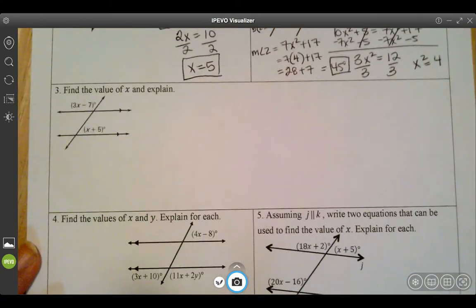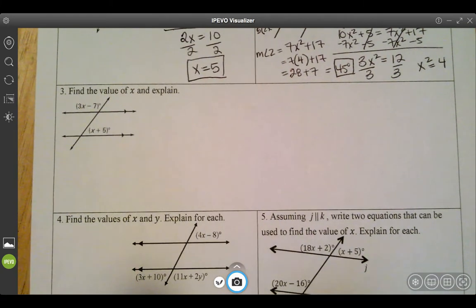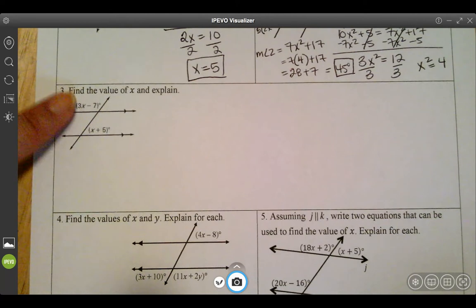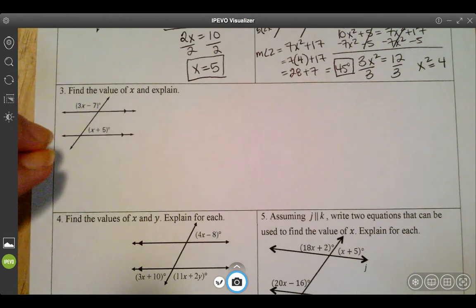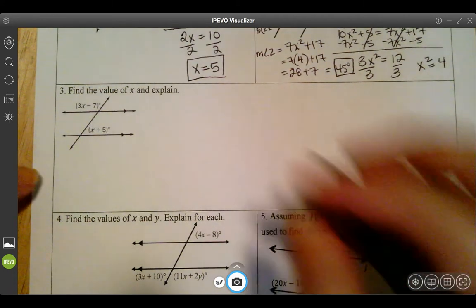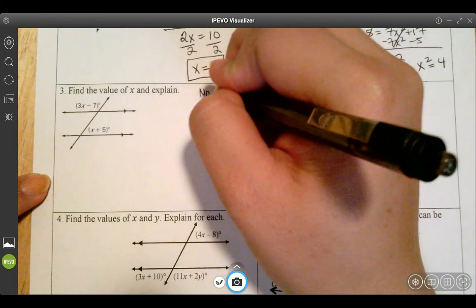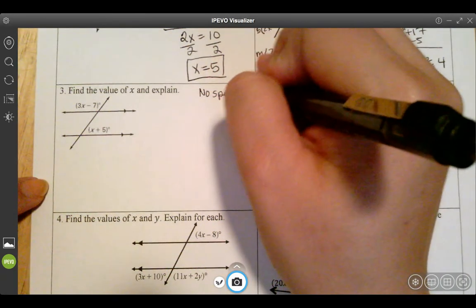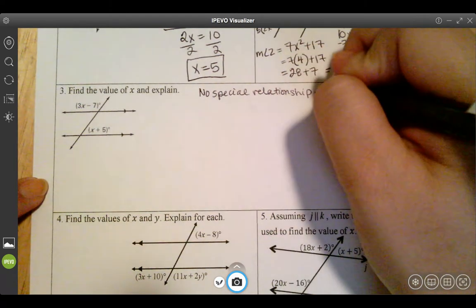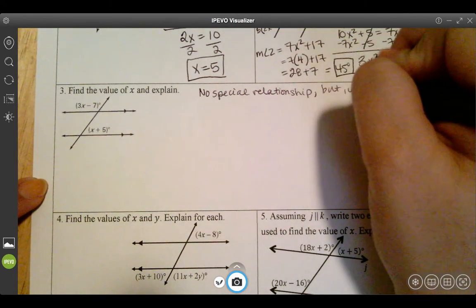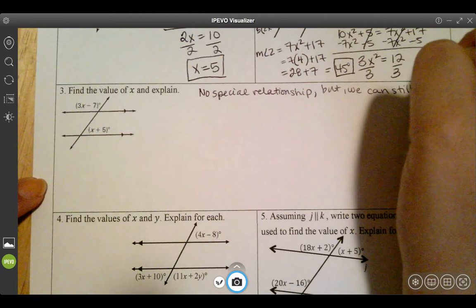Okay, number 3, find the value of x and explain. So we're looking at these two angles. They are alternate, but they're not both on the exterior. They're also not both on the interior. They're not corresponding. So there's no special relationship here. However, we can still solve.